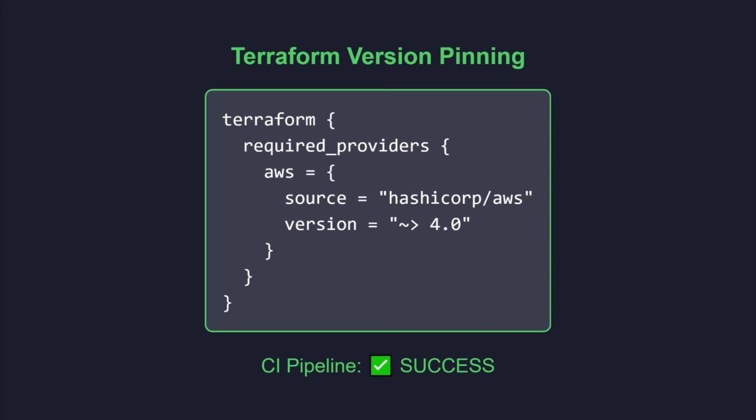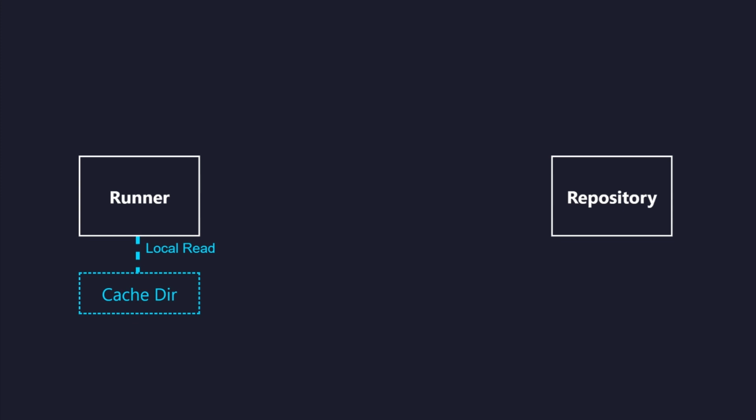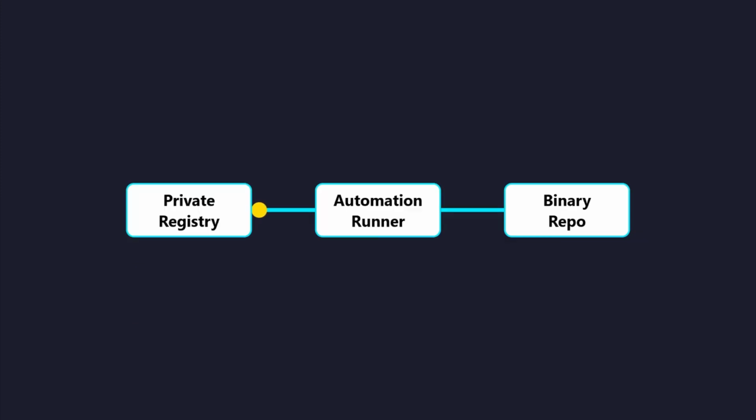Always pin the Terraform version and provider versions in your automation script. Using the latest tag can introduce breaking changes unexpectedly, causing your CI pipeline to fail without any changes to your code. Set up a provider plugin cache directory on your runners. This prevents the pipeline from downloading the same multi-megabyte binaries for every single job, significantly speeding up the initialization phase.